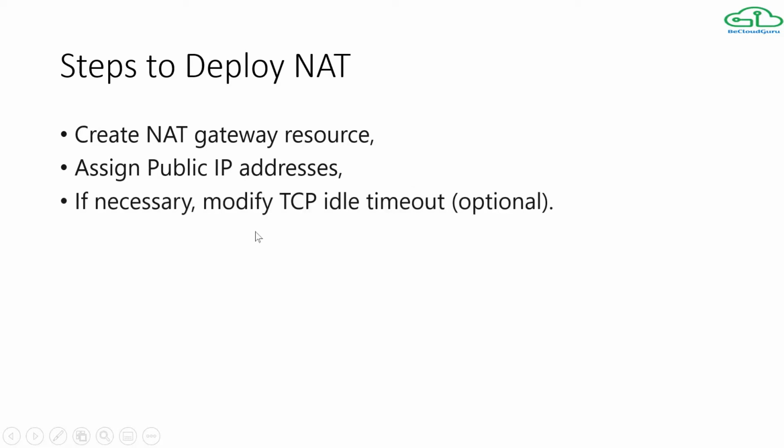Then you need to modify the TCP idle timeout. That is an optional thing. It's between 4 to 120 minutes. Basically, it defines when your NAT gateway has to remove the idle flows.